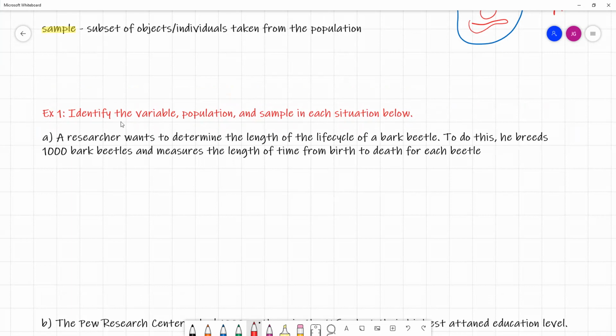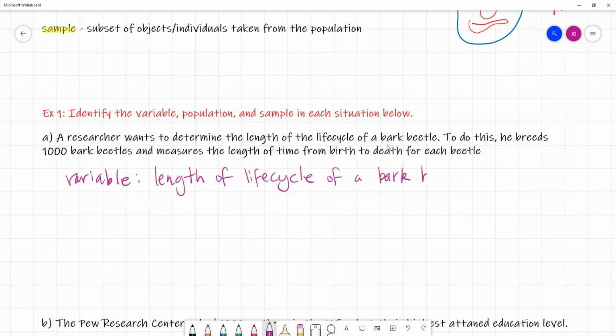So if we look at this situation, let's start with the variable. What is it about these bark beetles, which is what we were studying, that this researcher cares about? It's the length of the life cycle of a bark beetle. Okay, notice that it's not the bark beetle itself. It's something about the bark beetle.